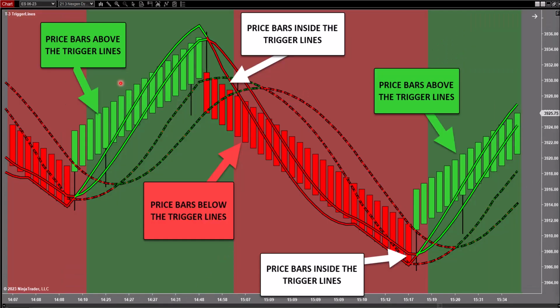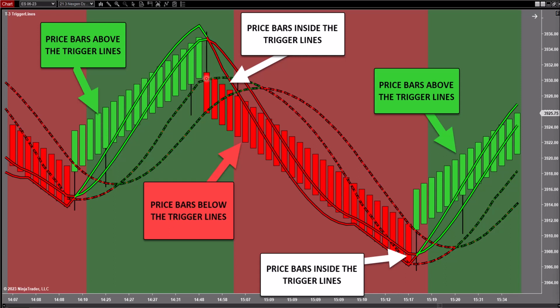Now, I want you to think about the price bars. Don't think about the triggers yet. I want you to think about the price bars themselves. There's only three states that the price bars can be in. As far as location, the price bars can either be above the trigger lines. And when I say the price bars, I'm really talking about the body of the bar. You see the solid square rectangle portion of the bar, the candle, if you will. That's the part of the bar that we're watching. And when the price bars are above the triggers, that's one state.